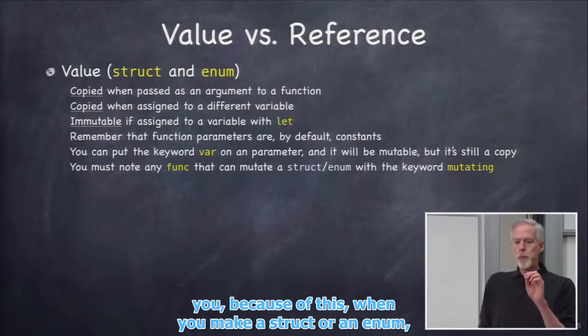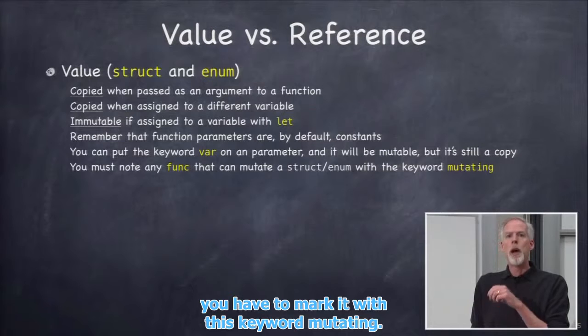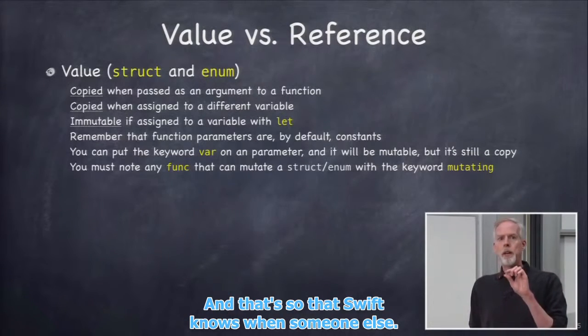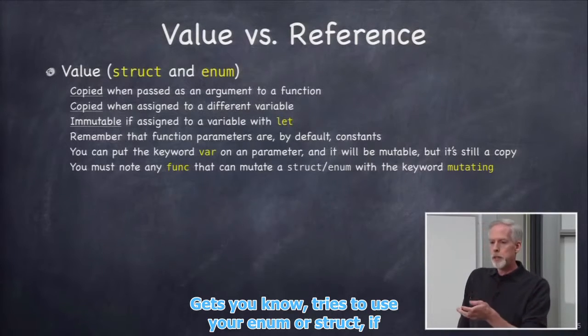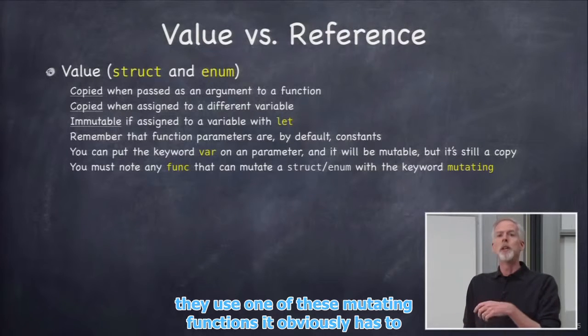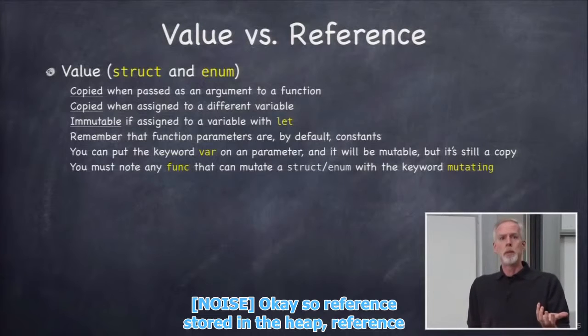Because of this, when you make a struct or an enum, and you add a function to it that modifies it, you have to mark it with the keyword mutating. And that's so that Swift knows when someone else tries to use your enum or struct, if they use one of these mutating functions, it obviously has to be in a var, not in a let type variable. Okay?